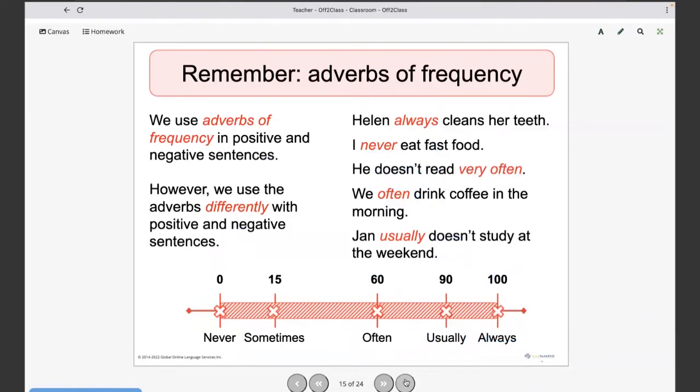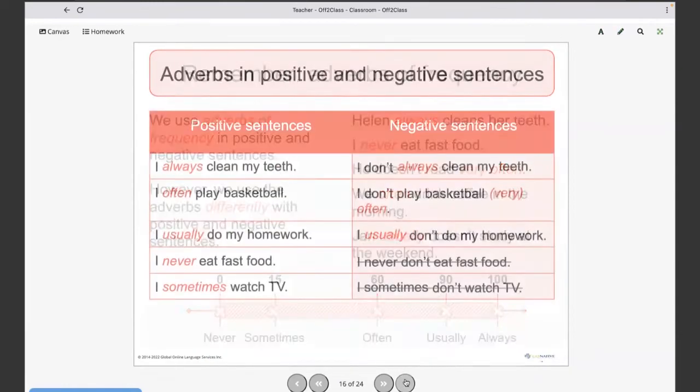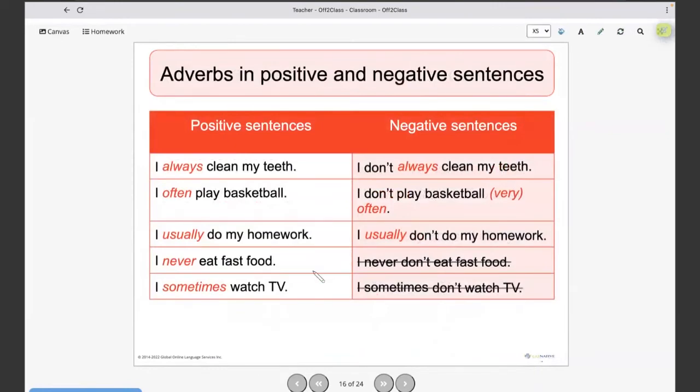Why am I reminding you of them? Because now we're going to see them in the negative and the questions. In the negative, the first thing you should know is that never and sometimes you cannot use in negative sentences. The words never and sometimes are already negative, okay? So I do not use them in negative sentences. I don't say, I never don't eat fast food, or, I sometimes don't watch TV. I say, I sometimes watch TV or I never eat fast food. So never and sometimes, we don't use them in negative sentences.